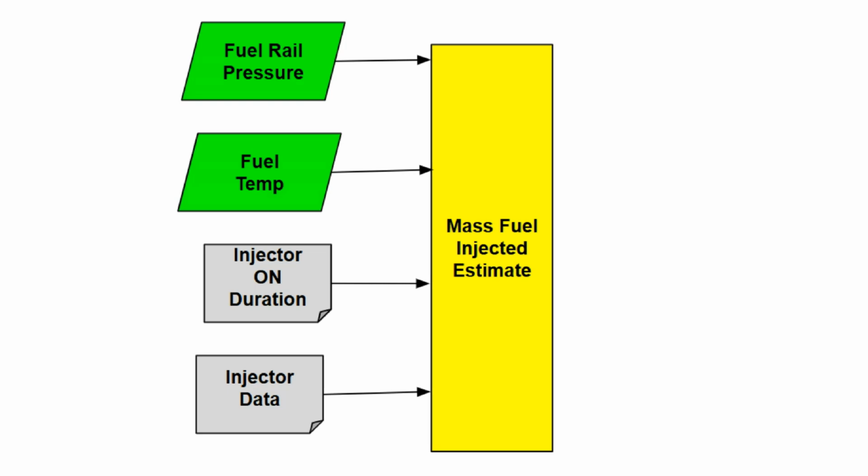The ECM does not directly measure the mass of injected fuel, but rather calculates it based on sensor inputs and empirical data. The ECM calculates the mass of injected fuel using fuel rail pressure, fuel temperature, the commanded injector on time, and empirical data regarding the specific injectors that are used.